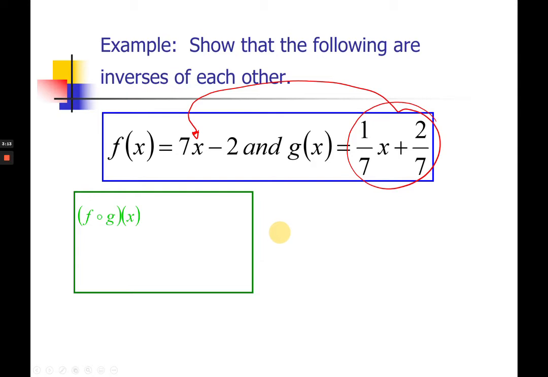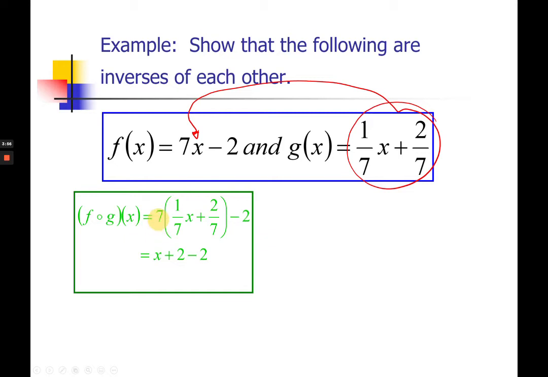To show the work, here it is. In the function f, the x is going to be g of x. So you have 1 over 7 x plus 2 over 7, which is the value of g of x. After that, you can do PEMDAS. 7 times 1 over 7 is 1, so you have 1x. Next, 7 times 2 over 7 is 2. So you have x plus 2 as a result of the distributive property, and then copy minus 2.